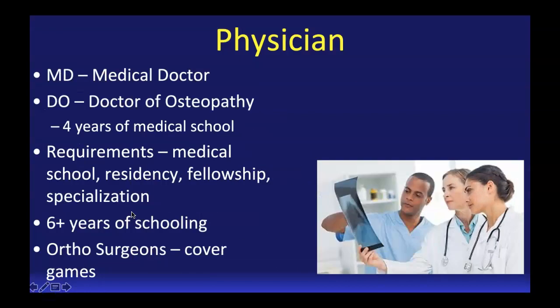So then we have a physician, and there are typically two different types of physicians that you can go to medical school to become. The first one is a medical doctor, which is probably the most traditional route, and that would be a medical doctor, an MD. The second route, which is less traditional but becoming more popular, is a doctor of osteopath, or the DO. Regardless of which path that you choose, you're still looking at about 4 years of medical school, and then in addition to that, some sort of residency, fellowship, and or specialization, which typically takes a year or two. So you're looking at about 6+ years of schooling.